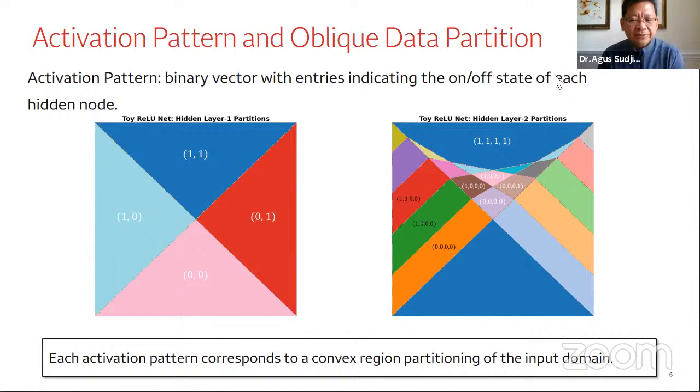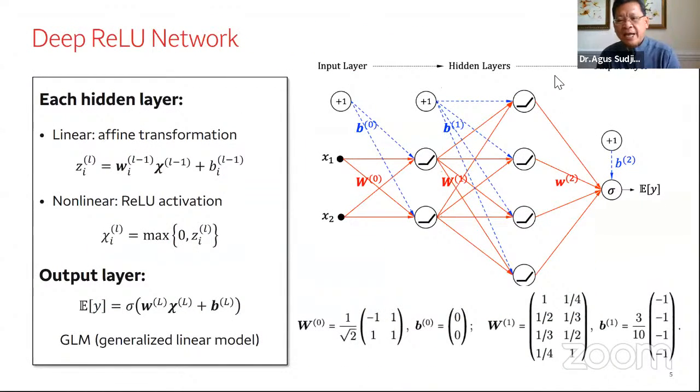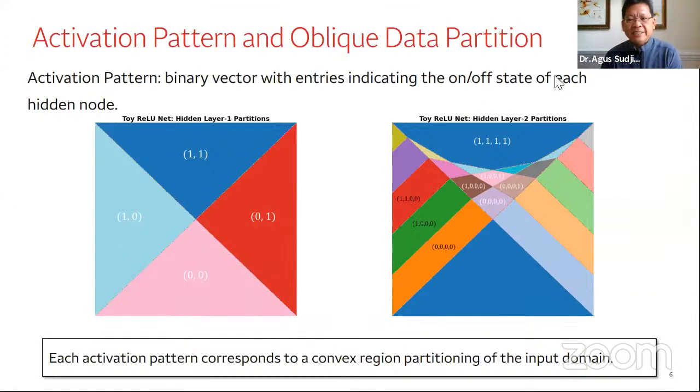So the second layer, in the previous example I showed, has 4 nodes. With that, similar things happen. So the data is partitioned further. You can see there an example of the partition. So with that, what deep learning does is basically data partitioning.